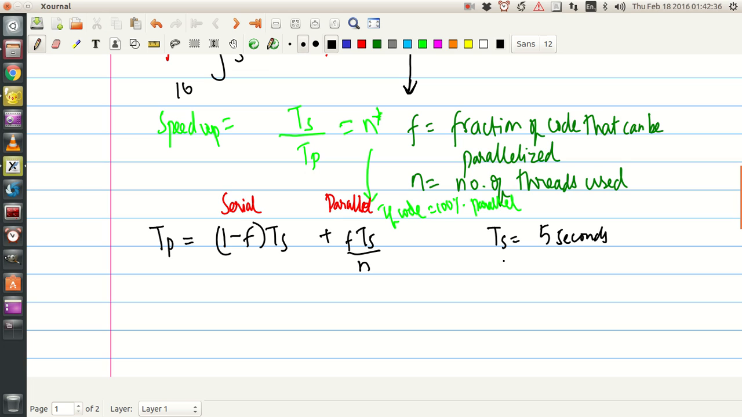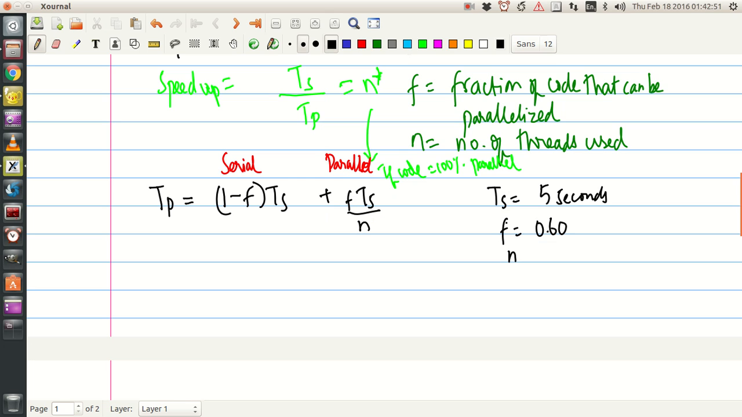Okay, and for a particular code, f is 0.60. That is, 60% of the code is parallelizable, and you're using n threads. Let's say your n is 4. Now the time taken for parallel is as follows.